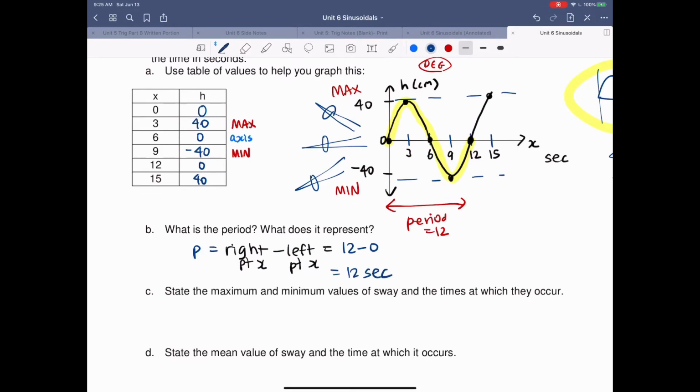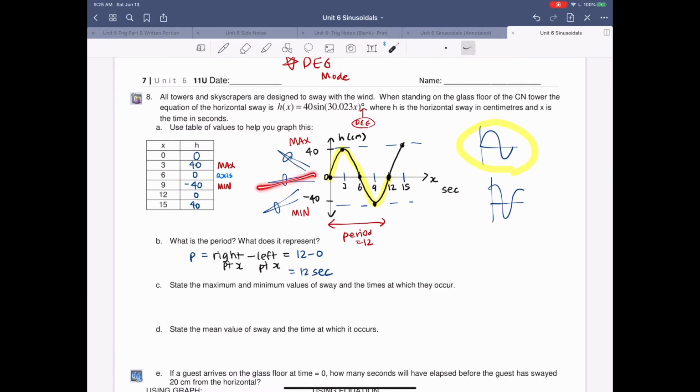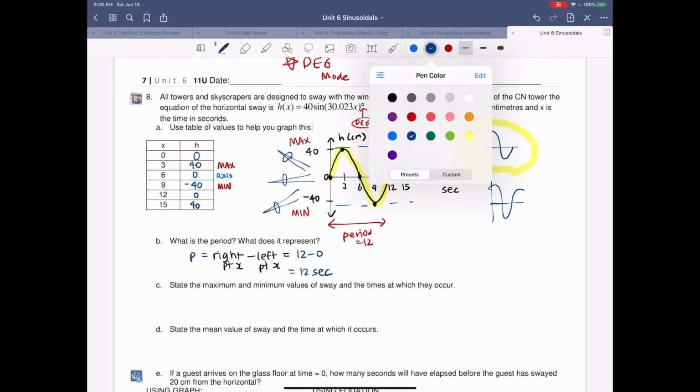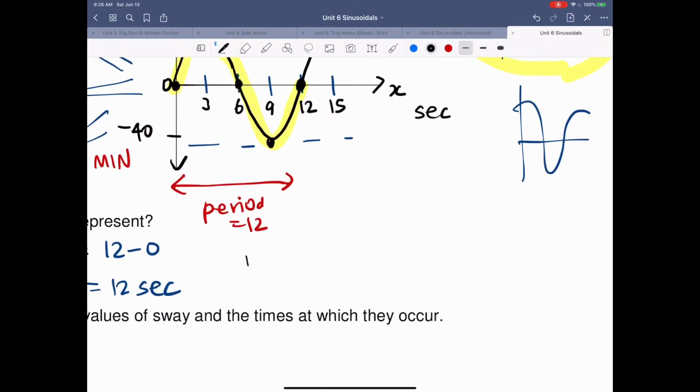And what does it represent? Well, basically, you have your CN Tower, and it's hitting its max horizontal sway of 40, and then negative 40, and back and forth. And so it is how long it takes for it to hit its max, hit its min, and then come back to its original spot. So we're going to say that it represents the time of one full sway.